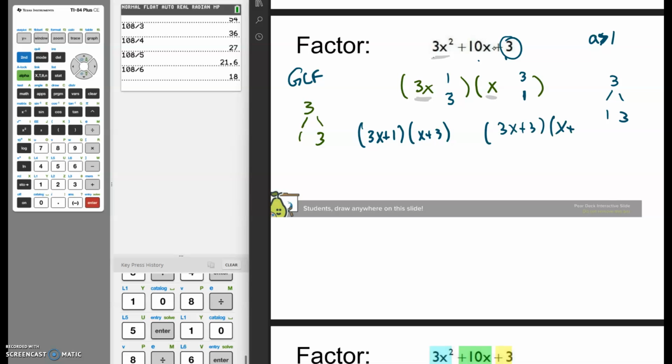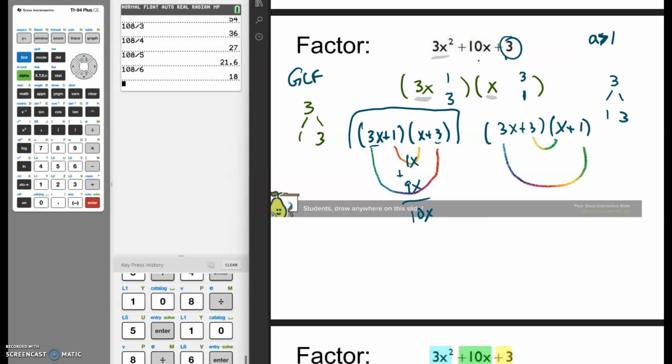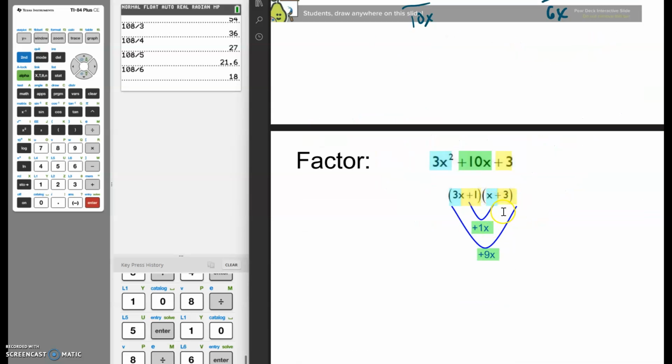times x plus 1? Now there are some ways you can know which is which, but realistically right now, remember, all you're doing is you're checking those middle terms here. For this first one, 3x times 3, well, that's 9x. 1 times x, that's 1x. And when we add those together, we get our 10x. So I got lucky. It was the first one I wrote down. If we checked the other one, just by the way, 3 times x is 3x. 3x times 1 is 3x. When you add those, you would get 6x. So if this thing up here would have been 6x, it would have been the second one. But there we go, 3x plus 1 times x plus 3.